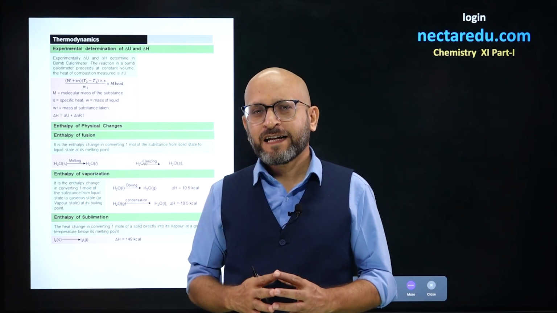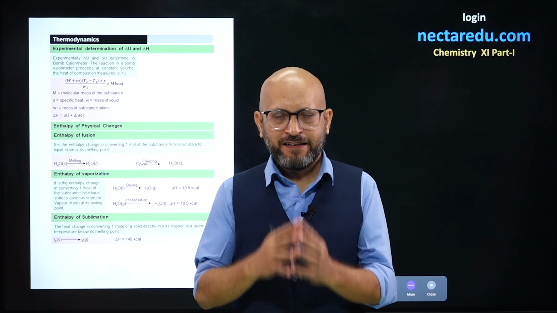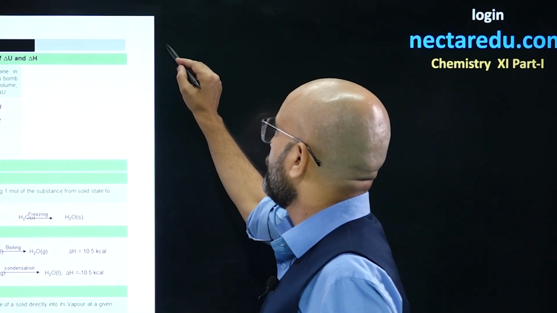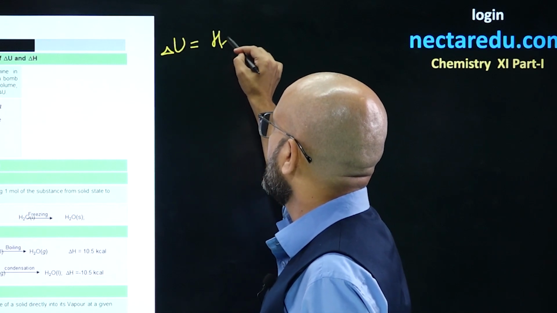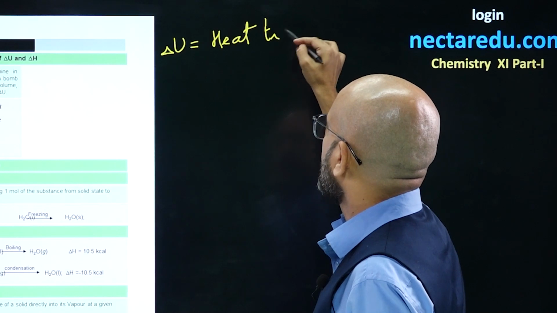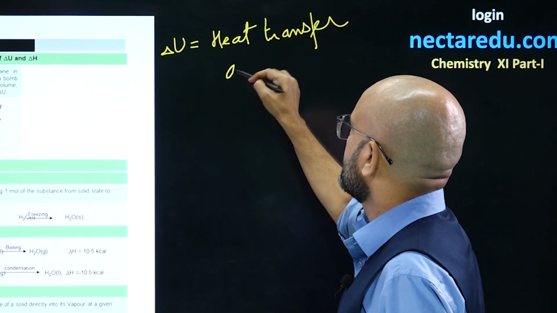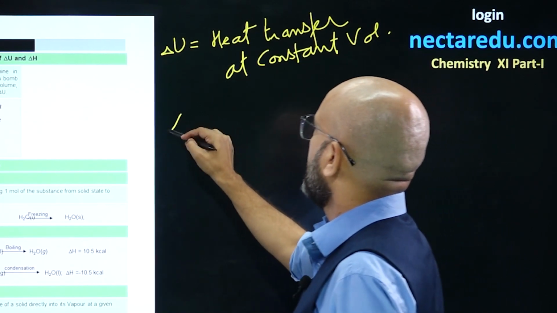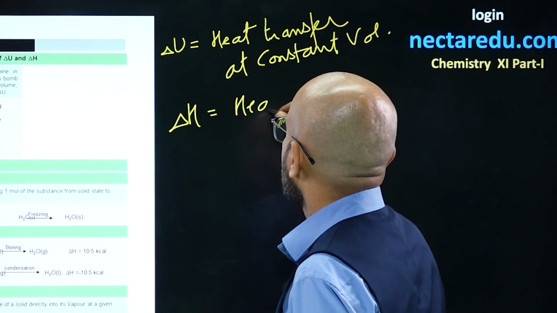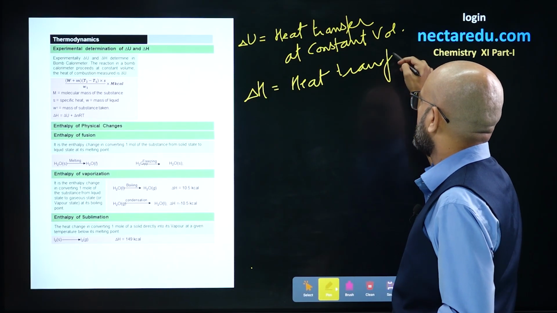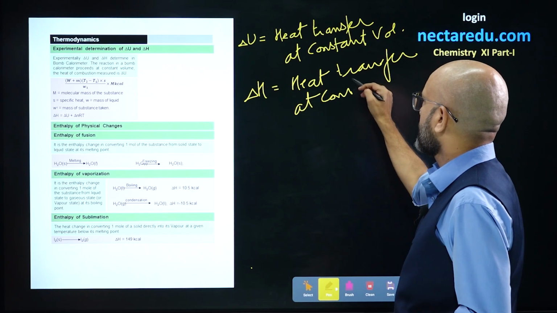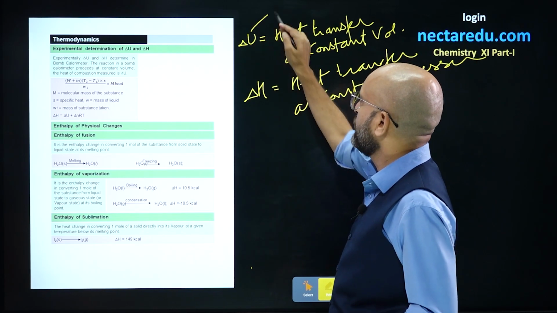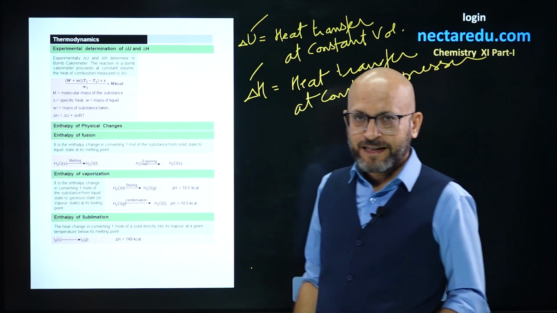So, delta U and delta H, you must have heard about them, and in this chapter we have discussed them in detail. So, what is delta U? Delta U is heat transfer at constant volume. Similarly, delta H is heat transfer at constant pressure, right. So, heat transfer at constant volume is delta U, and heat transfer at constant pressure is delta H.